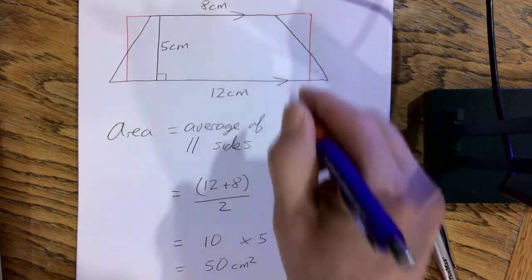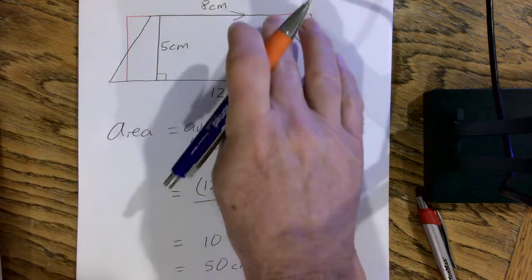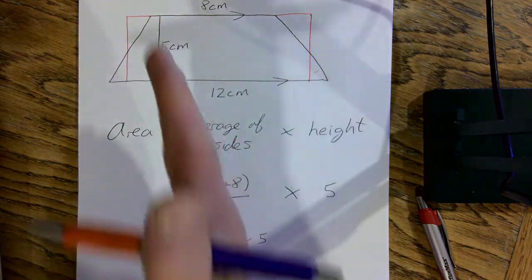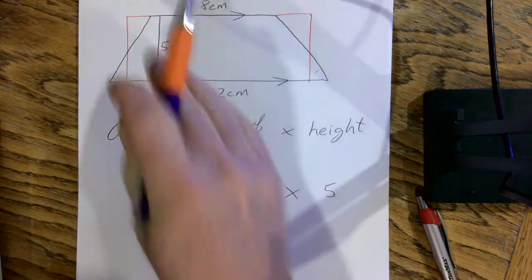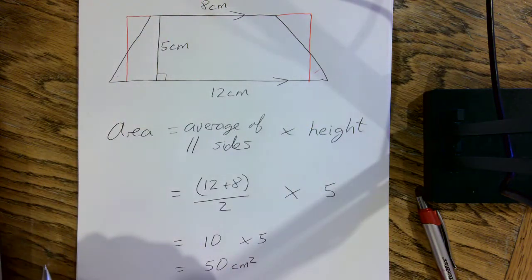If we're given these side lengths here, don't use them, because we need the height that is at right angles to those two parallel sides we're using. And then this 10 times 5, that's just the area of a rectangle. Look to it and make sure we put the correct units in. Okay.